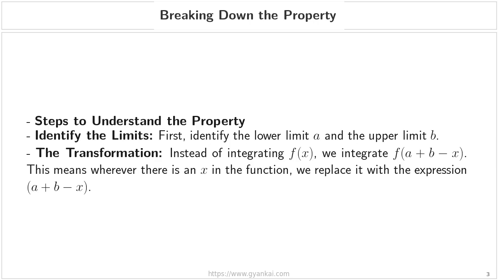Next, we have the transformation. This is where the core of the property comes into play. Instead of integrating the original function, f of x, we're going to integrate a modified function, f of a plus b minus x. What this means is that wherever you see an x inside the function f, you replace it with the expression a plus b minus x. It might look a little strange at first, but it's a simple substitution. Think of it like changing variables.